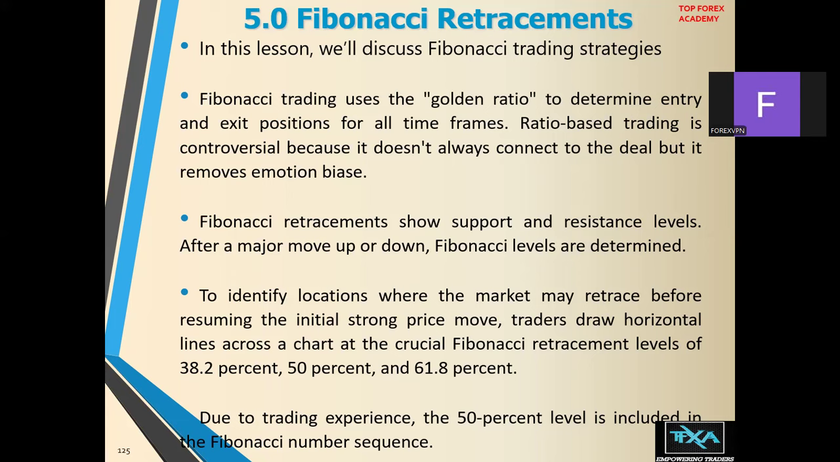Fibonacci retracements show support and resistance levels. After a major move up or down, Fibonacci levels are determined to identify locations where the market may retrace before resuming the initial strong price move. Traders draw horizontal lines across a chart at crucial Fibonacci retracement levels of 38.2%, 50%, and 61.8%. Due to trading experience, the 50% level is included in the Fibonacci number sequence.